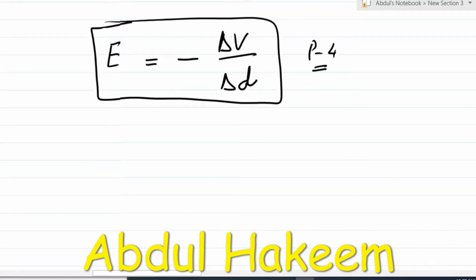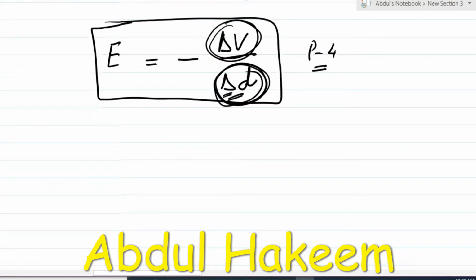So when work is done on the charge, distance must be covered. So the distance of the charge from the fixed point must be altered. That's why it's delta D. Without changing distance from the fixed point, no work is done. So we have to mention the change in distance from the fixed point. And distance is only covered, work is only done, when there's a potential difference. If two charges are at the same potential, no work is done.